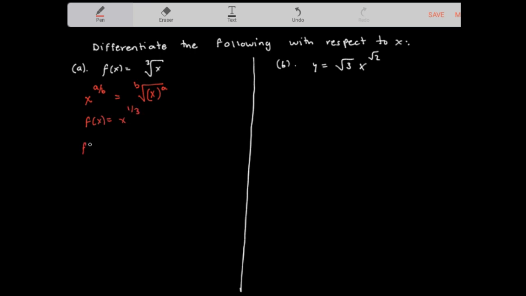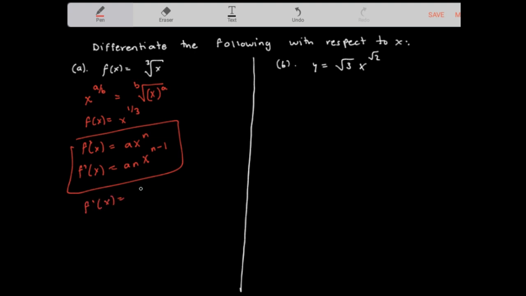Then using the power rule, we know that if f of x is equal to a x to the power n, f prime of x is equal to a times n, x, and you subtract 1 from the power, so n minus 1. Using this, f prime of x is equal to 1/3 x to the power 1/3 minus 1, which is negative 2/3. If you wanted to write this with purely positive exponents, you can write this as 1 over 3 x to the power 2 over 3, and this is perfectly fine as well. So this is your derivative.